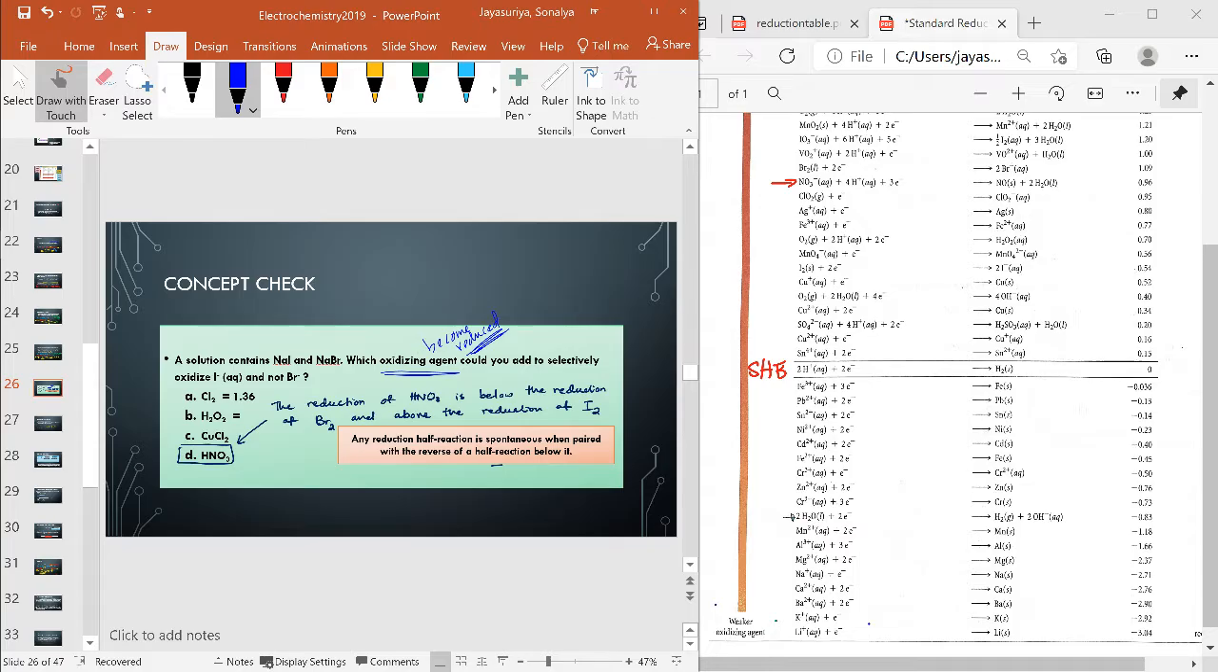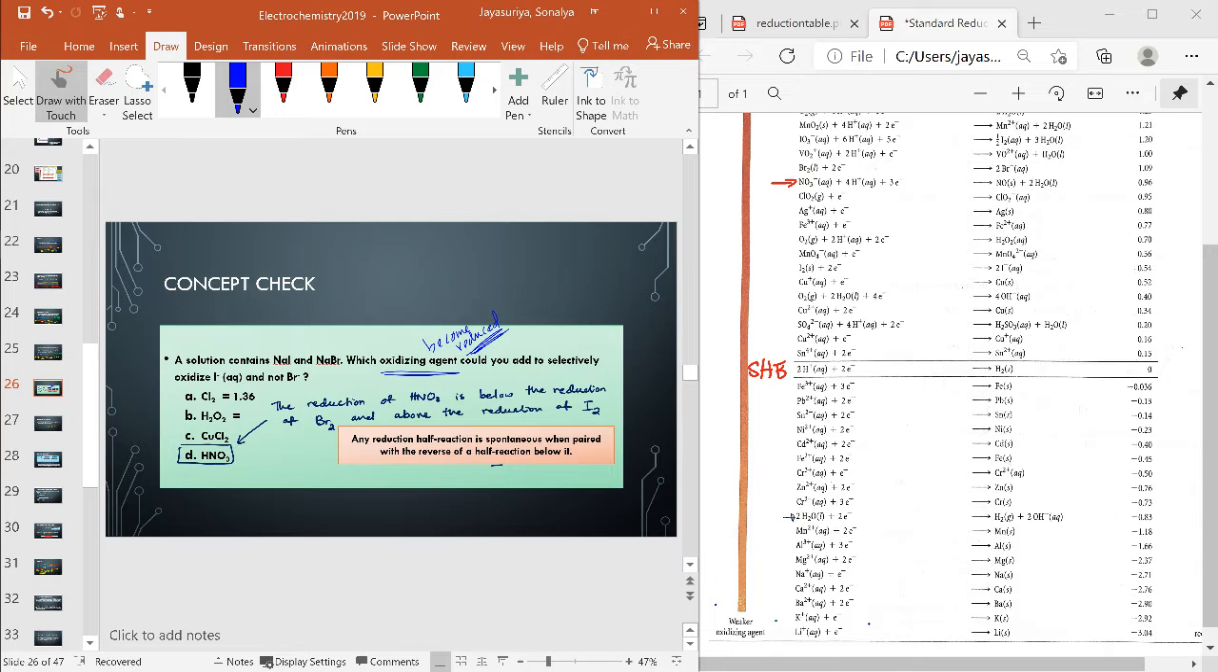When you add it to iodide, you don't want to oxidize bromide. So it has to be something that will become reduced. That means it has to be above iodine, but below bromine, right? Because you don't want to oxidize bromine. If you want to oxidize something, that means you're going to become reduced yourself. That means you have to be above the thing that you're oxidizing.